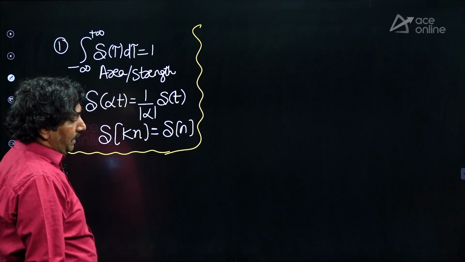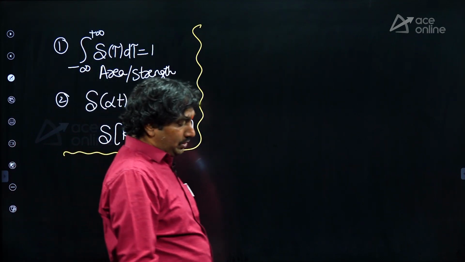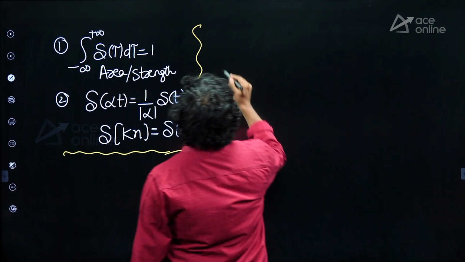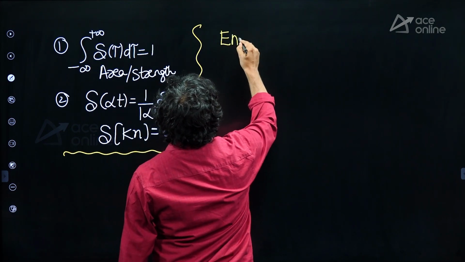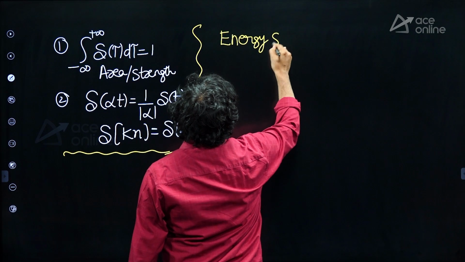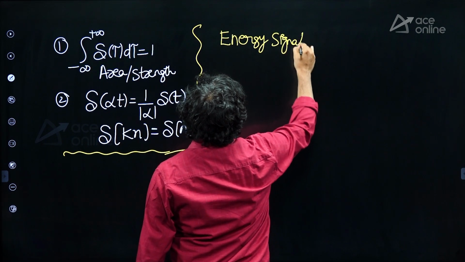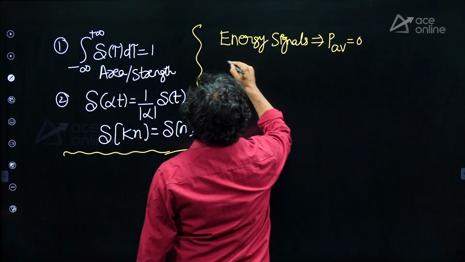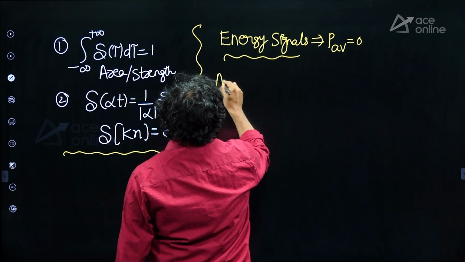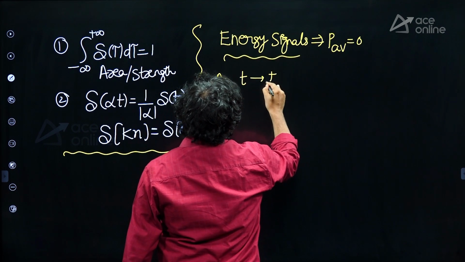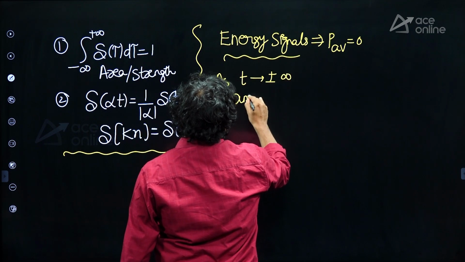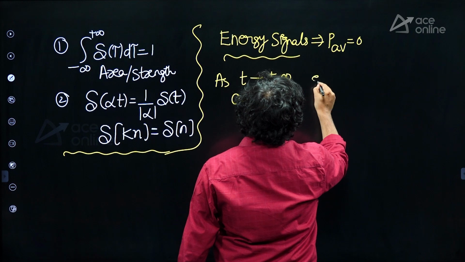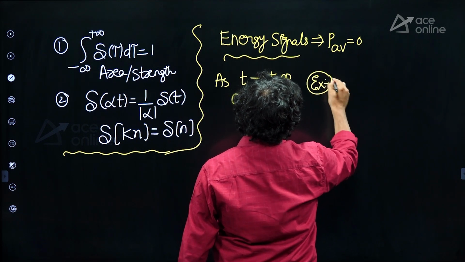Then we have to observe the energy and power signals concept, which is also one regular model for us. Which type of signals are energy signals? For an energy signal, we are aware the average power is 0. One possibility: as t tends to plus or minus infinity, if the amplitude tends to 0, such signals are energy signals.